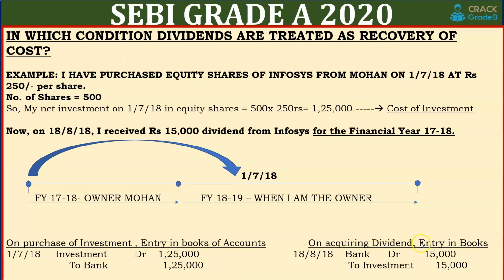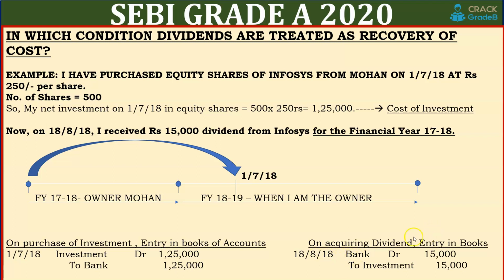Now on receiving the dividend, what will be the entry in the books? Will the treatment be to take it to the profit and loss account, or will it reduce the cost of investment? It will reduce the cost of investment because we have received dividend for financial year 17-18 for which we were not the owner. Okay, the owner was Mohan. So whatever we have paid to Mohan, we will reduce from that the amount of dividend that we have received for that period.